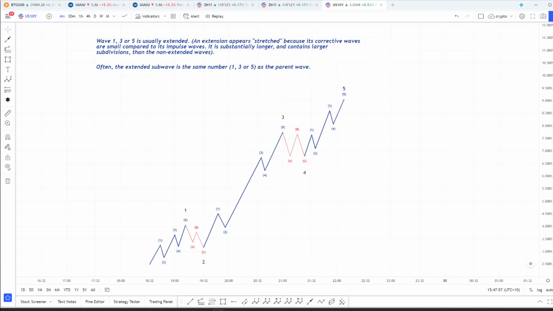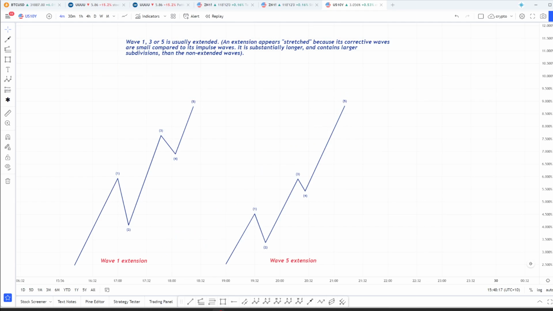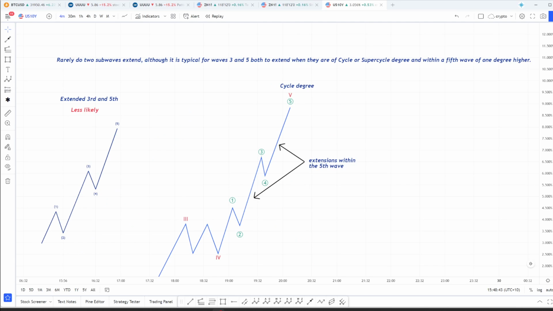So we use this guideline to try to identify impulses because we can't have more than one extended subwave except in certain circumstances. So even though wave 3 is usually the extended wave, it doesn't mean that you can't have extensions in the first wave, although they're very uncommon. But sometimes we do find extensions in the 5th wave. And that leads us to our next guideline.